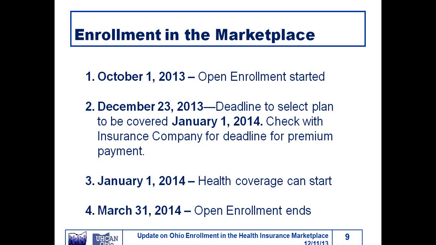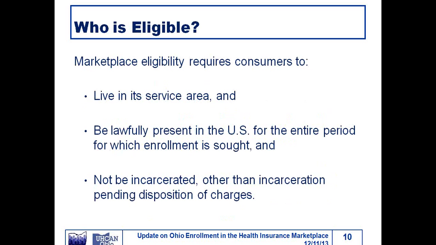January 1st is the first date that health coverage can begin for those who enroll and pay their premium. That's very exciting. And March 31st of 2014 is the date the open enrollment period ends. Keep in mind that if people want health coverage on the marketplace, you can only enroll during the open enrollment period unless you have some change in circumstances. So it's very important that people who want coverage on the marketplace enroll by March 31st of 2014. Otherwise, they wait till the end of 2014.